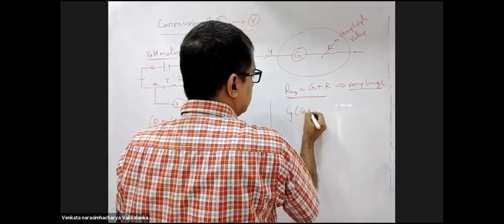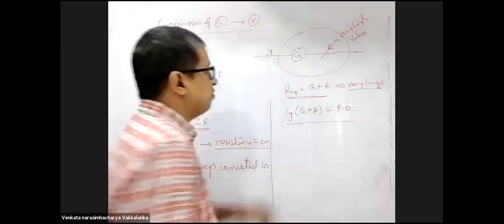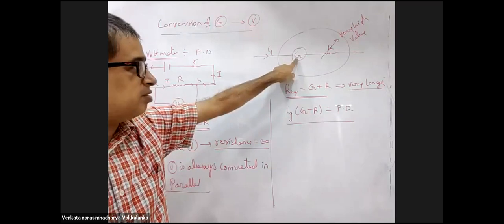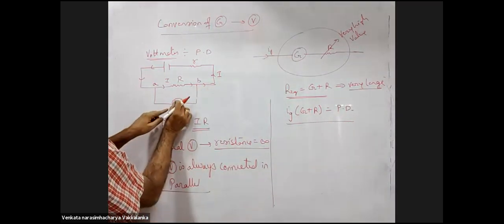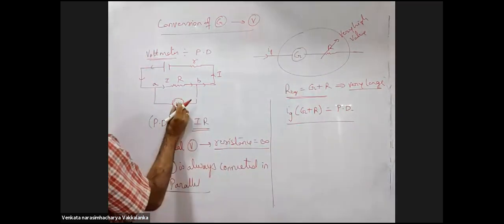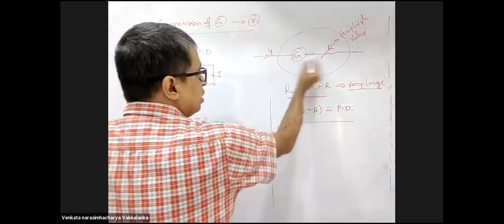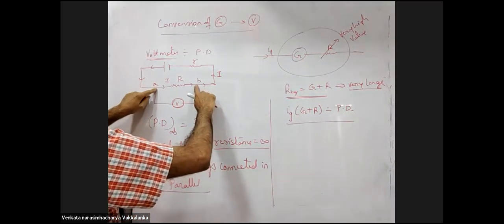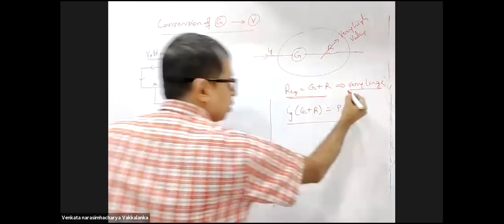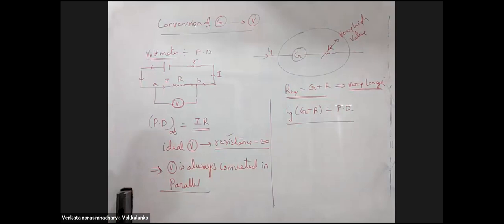Ig into G plus R will be your reading of the potential difference. Current passing is Ig. So this circle has inside it a galvanometer and the resistance. Whatever current passes through this, Ig into G plus R is the potential difference here. It should be the potential difference across AB. Once the resistance is very large, you are meeting the requirements of an ideal voltmeter.